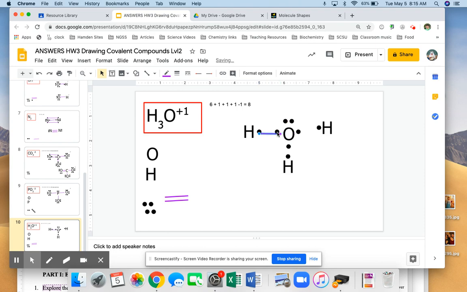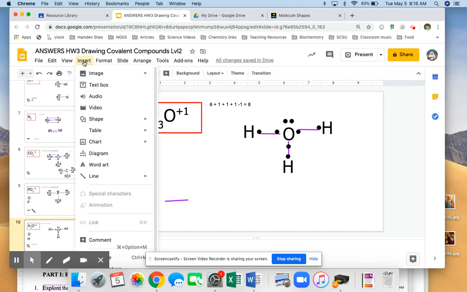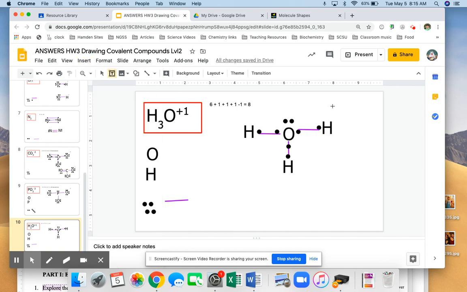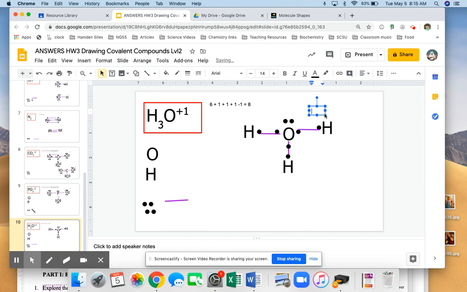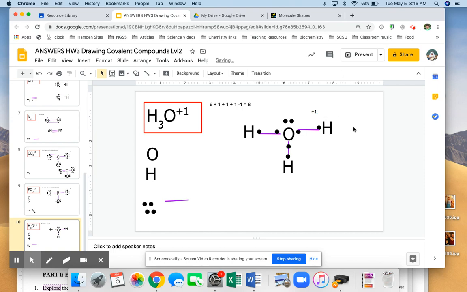So I'm going to connect those dots. I'm going to connect these dots. And I'm going to connect these dots. And now everybody's bonded. We need the formal charge. So it has a charge. And now I'm going to clean it up so it looks prettier.